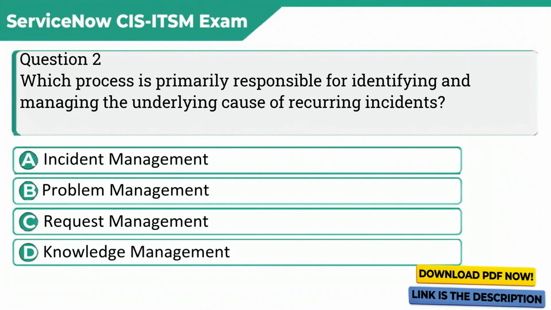Question 2. Which process is primarily responsible for identifying and managing the underlying cause of recurring incidents? A. Incident management. B. Problem management. C. Request management. D. Knowledge management.